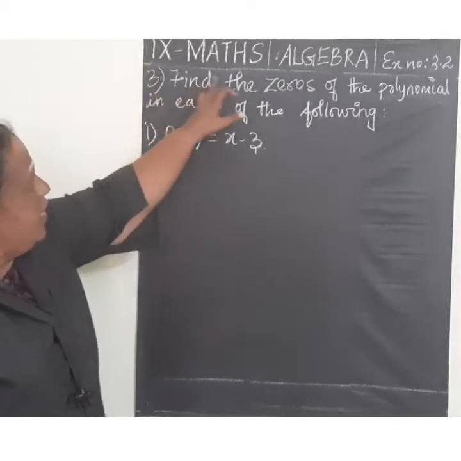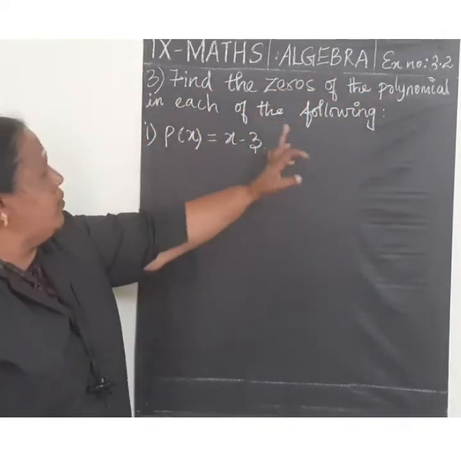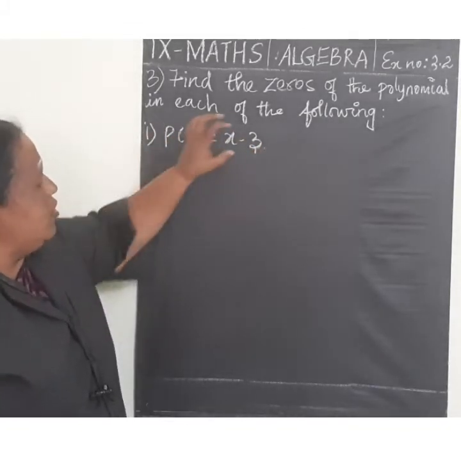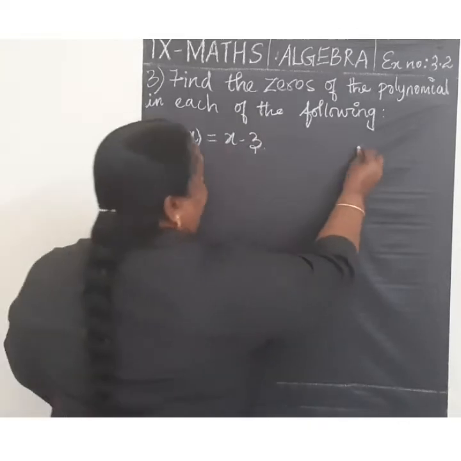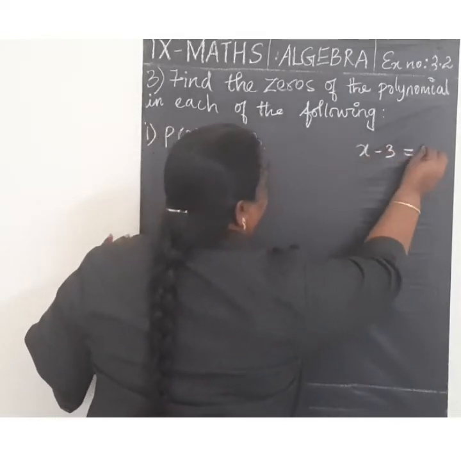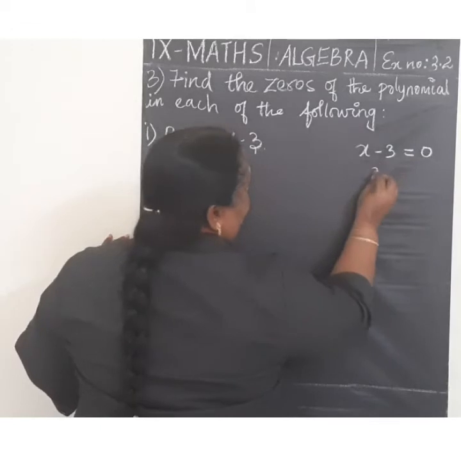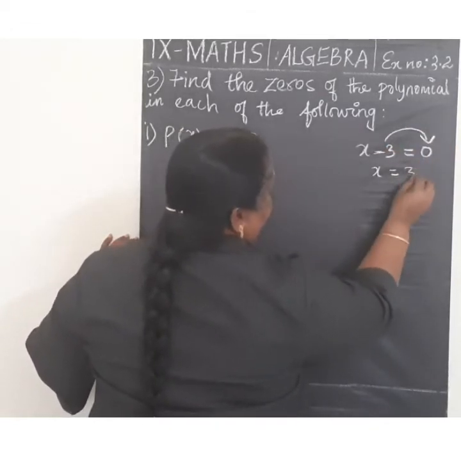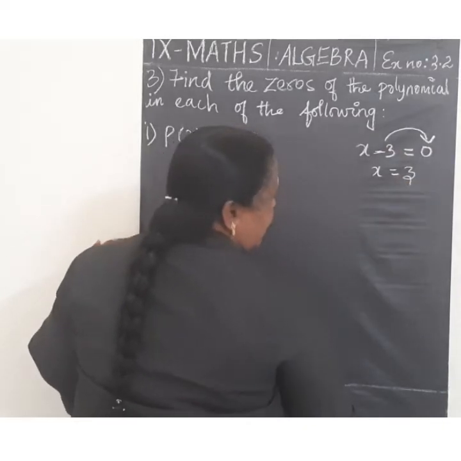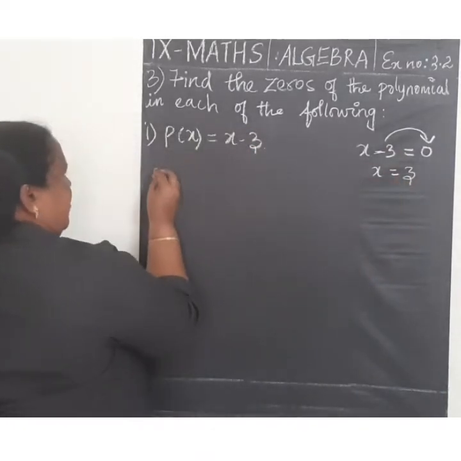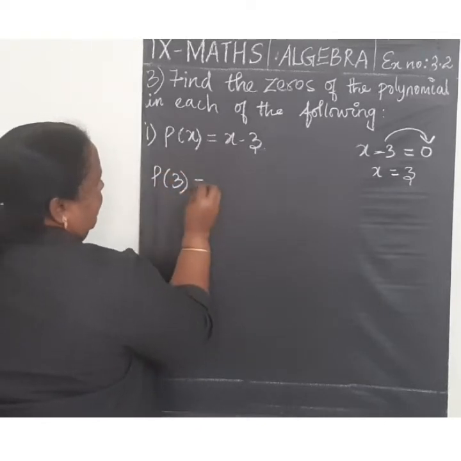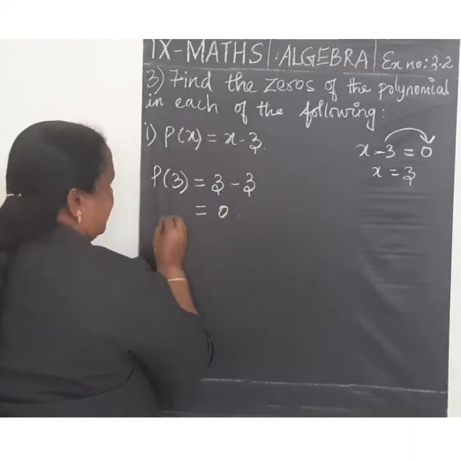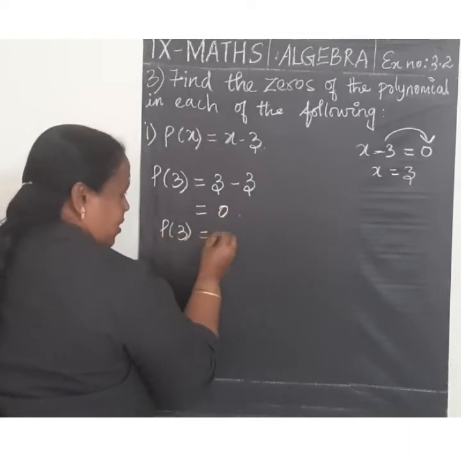Third question. Find the zeros of the polynomial in each of the following. First subdivision, they have given p of x is equal to x minus 3. First we take p of x, x minus 3, is equal to 0. So x is equal to, bring this 3 to this side, minus 3 becomes plus 3. So x is 3, the value we substitute here. So p of 3 is equal to 3 minus 3, 0. So p of 3 is equal to 0.